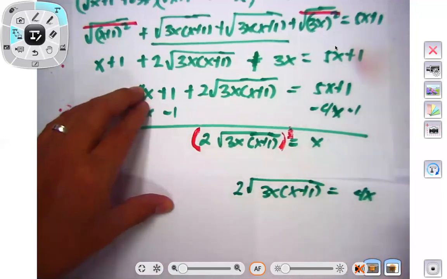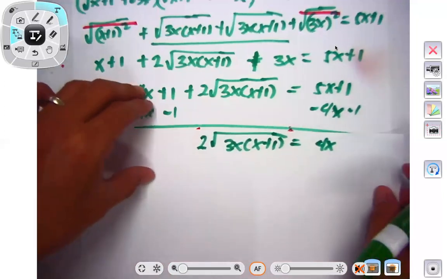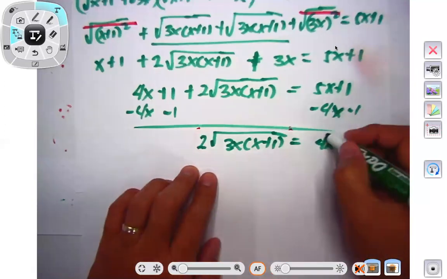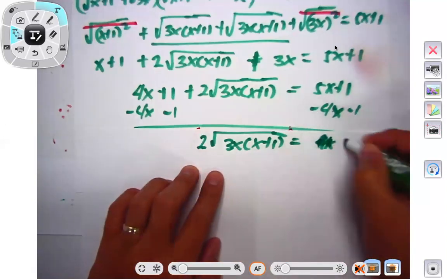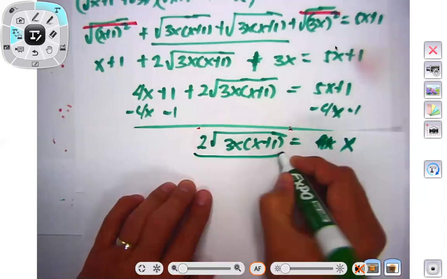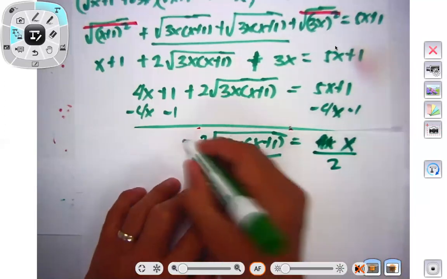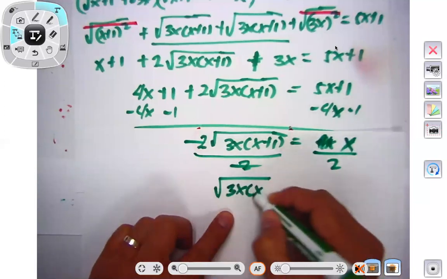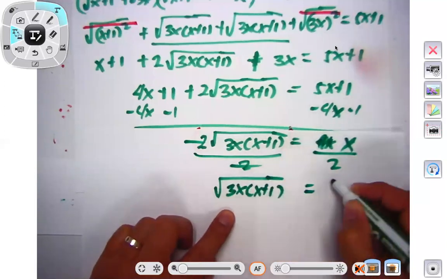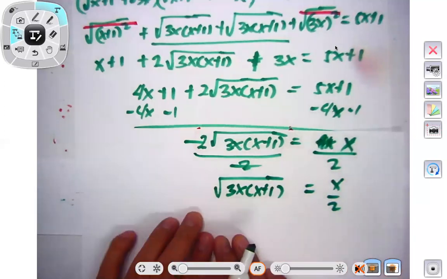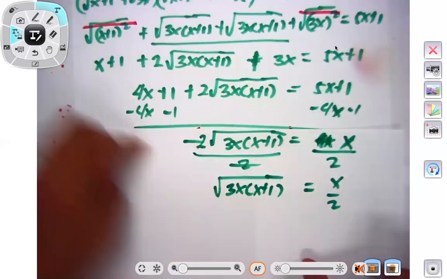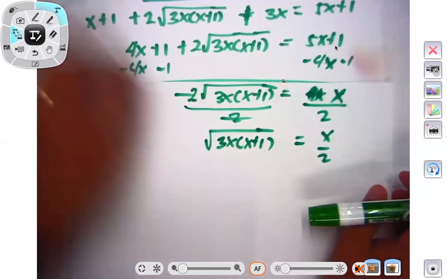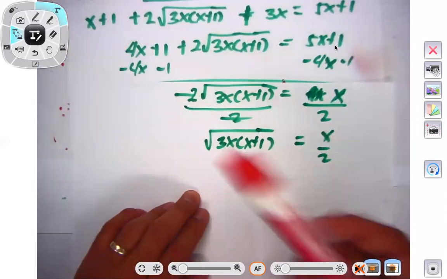All right, but this one is still correct. You square both sides, but I don't want to do that. I think this one is for me a lot easier. Oh, this one is not 4x, it's gonna be x. All right, so we divide by 2. Divide by 2, cancel. You now have the square root of 3x times x plus 1 equals x over 2. Now that we have isolated the radical expression, it's now time to square.